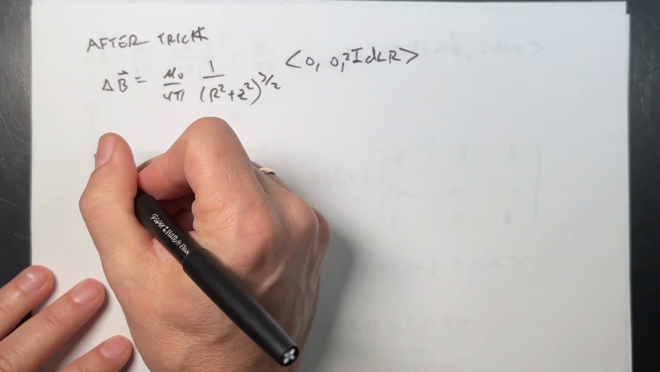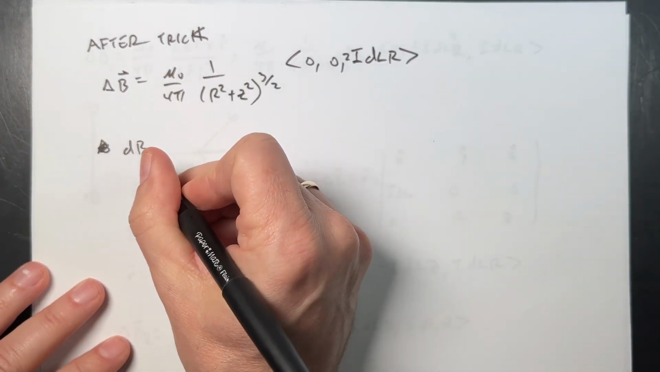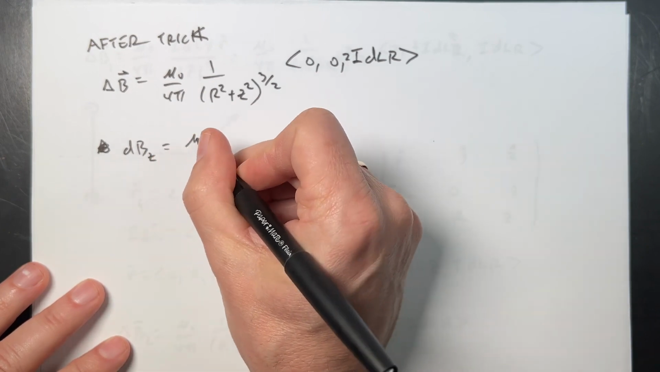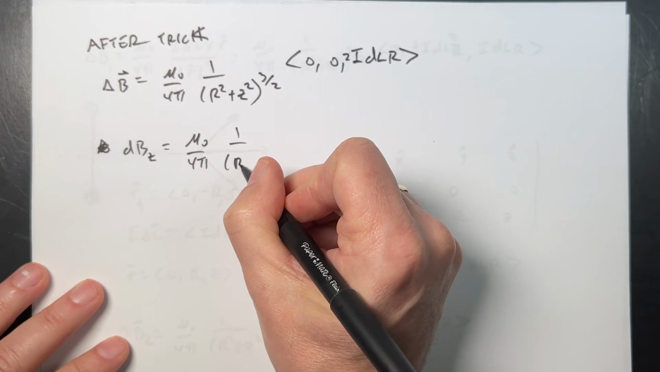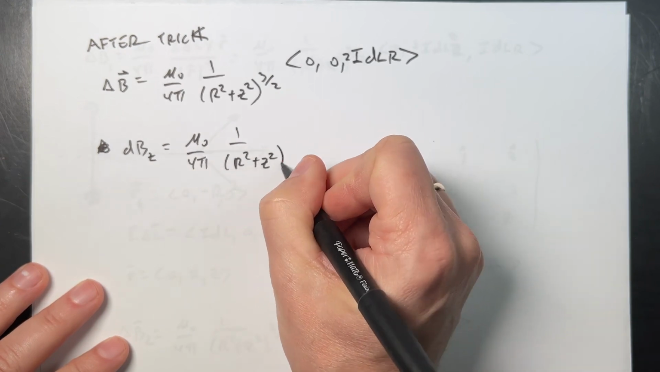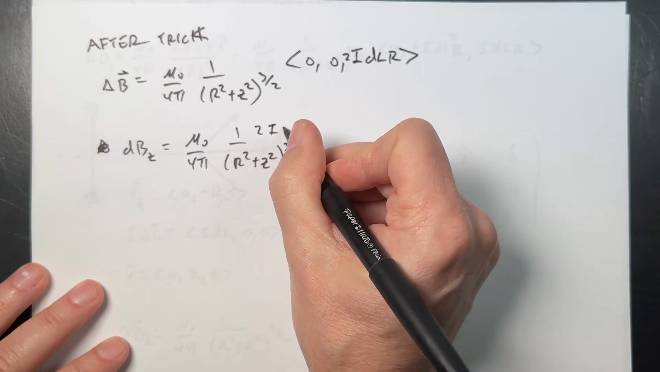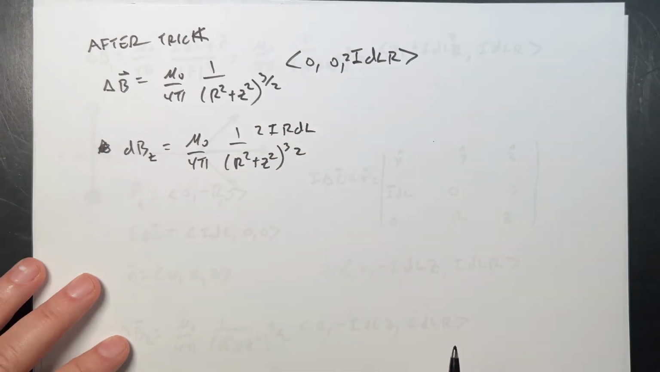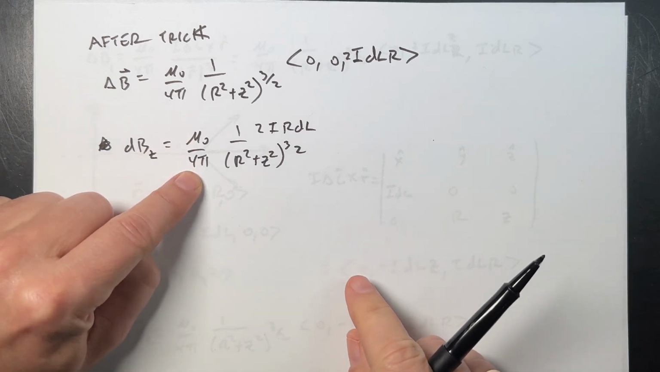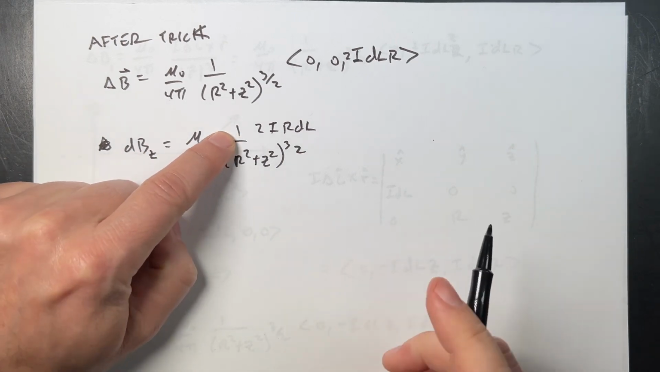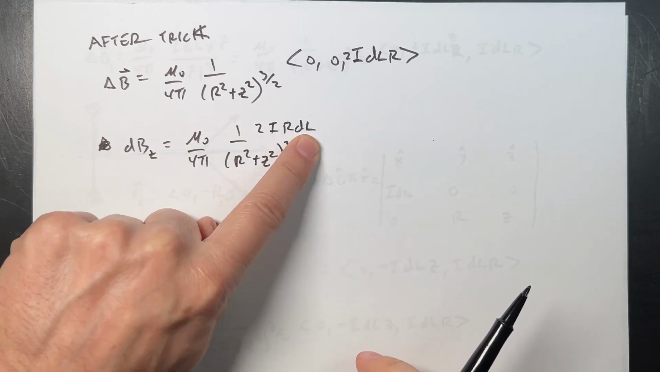So let's write dBz. I'm going to write it as dB because I'm going to integrate. dBz is mu naught over 4 pi, 1 over r squared plus z squared to the 3 halves, and then I have that 2I r dl. And as I go around the loop, mu naught over 4 pi doesn't change. 1 doesn't change. 2 doesn't change. I doesn't change. R doesn't change. None of those things change except dl.